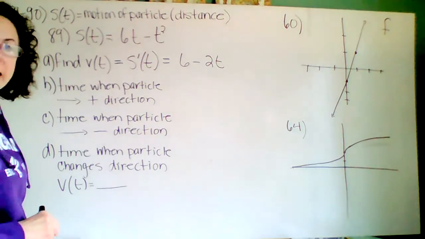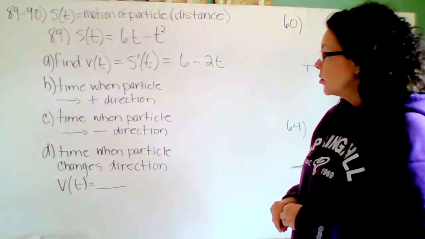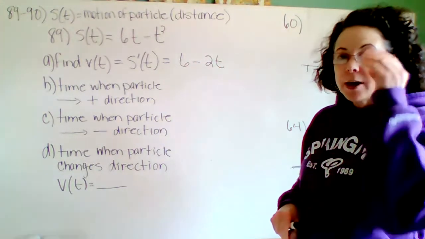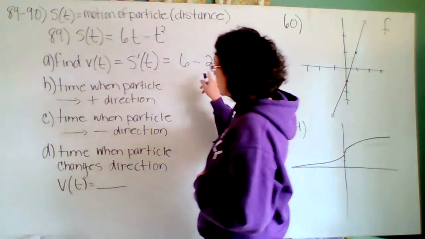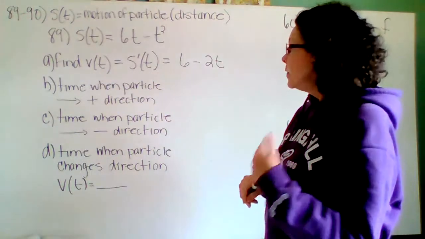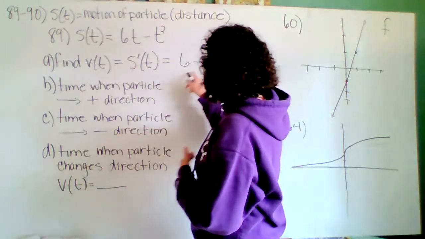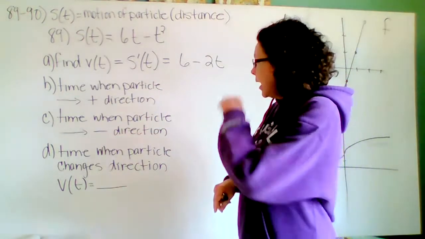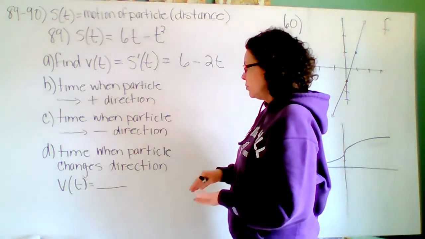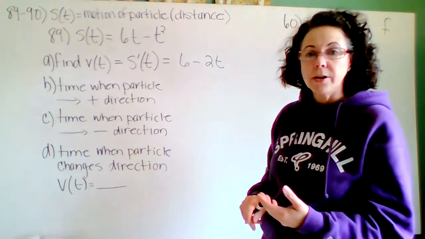Now, the next thing they ask you is, at what time is the particle moving in a positive direction? Again, that's when the first derivative or the velocity is positive. Then they ask you when the particle is moving in a negative direction. That would be when the derivative is negative. And then they ask you at what time the particle changes direction.